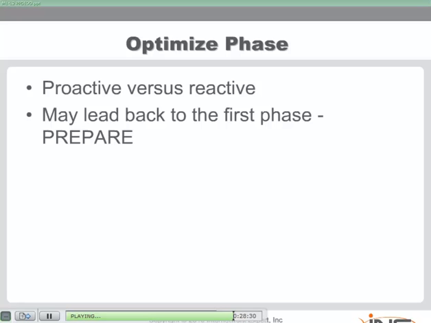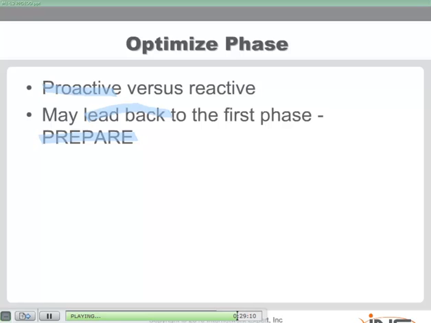Finally, the last phase of our PPDIOO life cycle of the network is to optimize. Again, we want to be proactive. Through our consistent monitoring of the network, we should see when things really need to be optimized. And of course, this may lead us right back to the first phase of prepare. And this PPDIOO life cycle may start all over again.